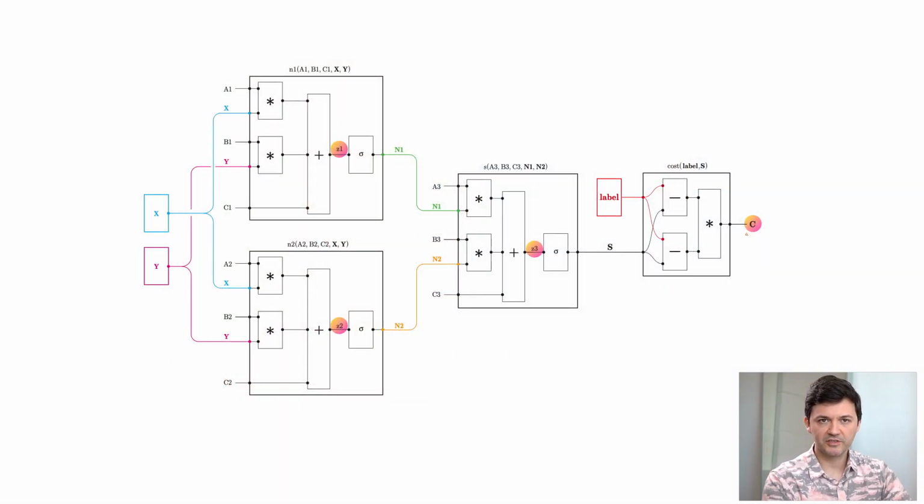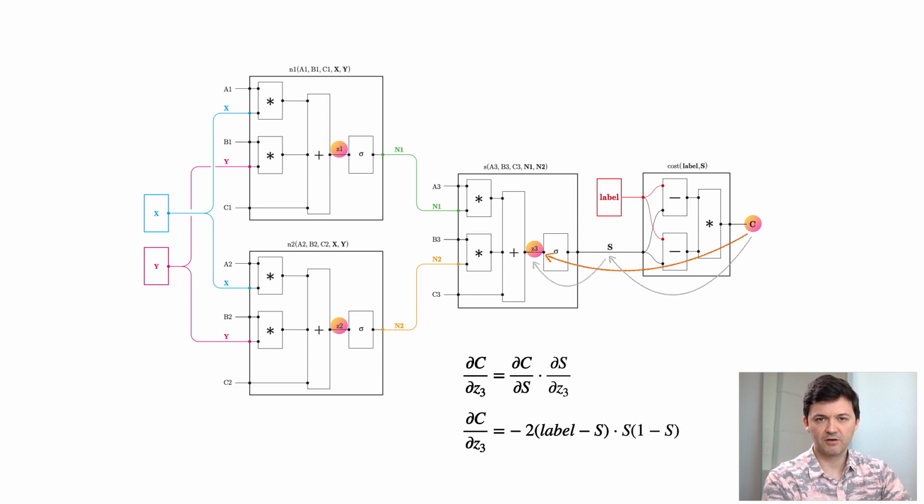So what would be the partial derivative of the total cost in terms of Z3? Well, we can apply chain rule here. So it's just going to be equal to delta C over delta S times delta S over delta Z3. And last time, we have already computed that the delta C over delta S equals -2 times label minus S, and the partial derivative of the output S in terms of the weighted sum, this is just equal to S times 1 minus S, so the output of the sigmoid function.